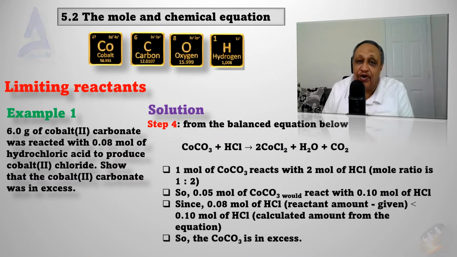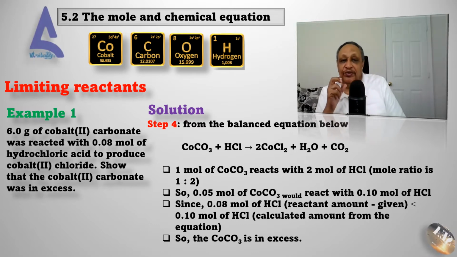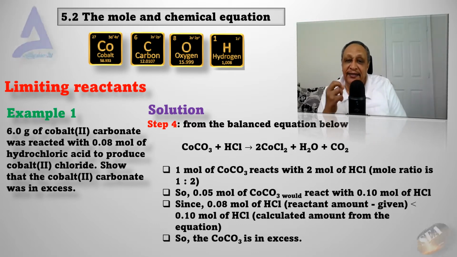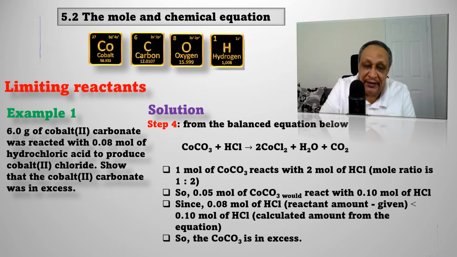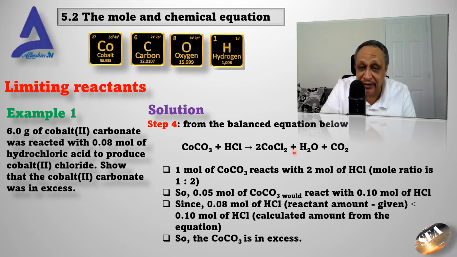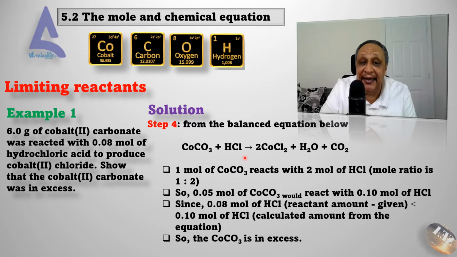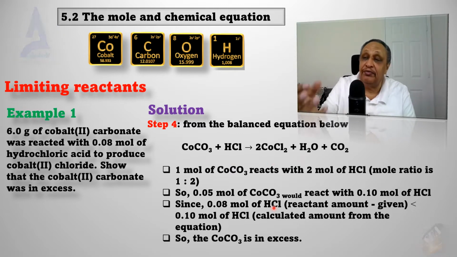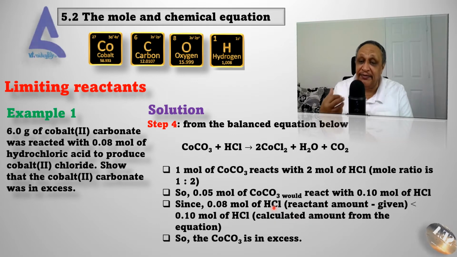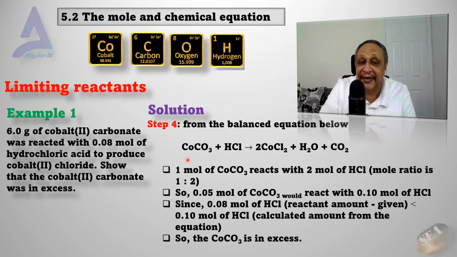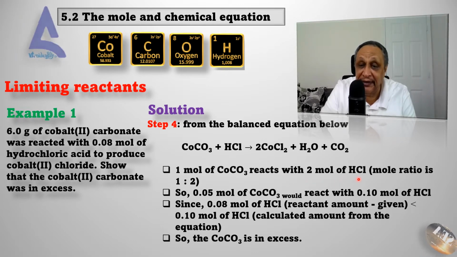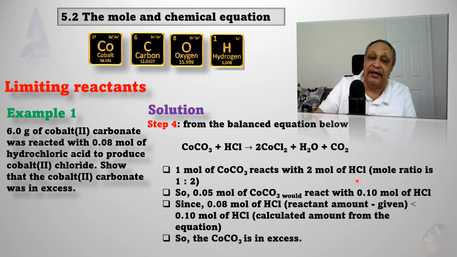Now, in step 4, I want you to try to understand this step one by one. So we have the balanced equation. You know it. We already talked about it. And then from here, we are going to bring or pick up some information. It says that 1 mole of copper 2 carbonate reacts with 2 moles of hydrochloric acid. So the mole ratio is 1 to 2.